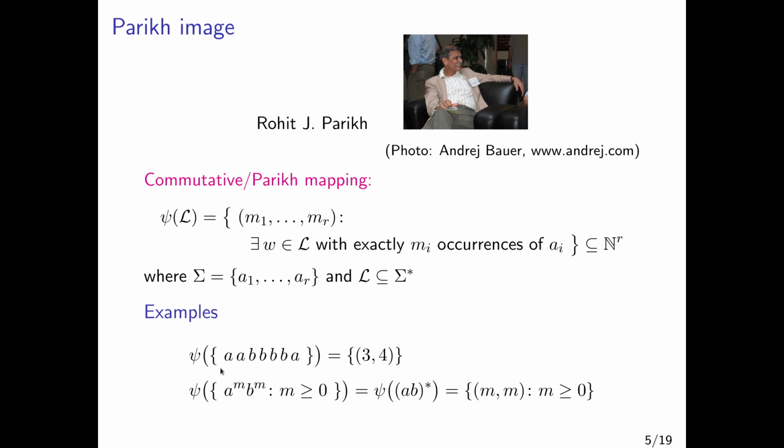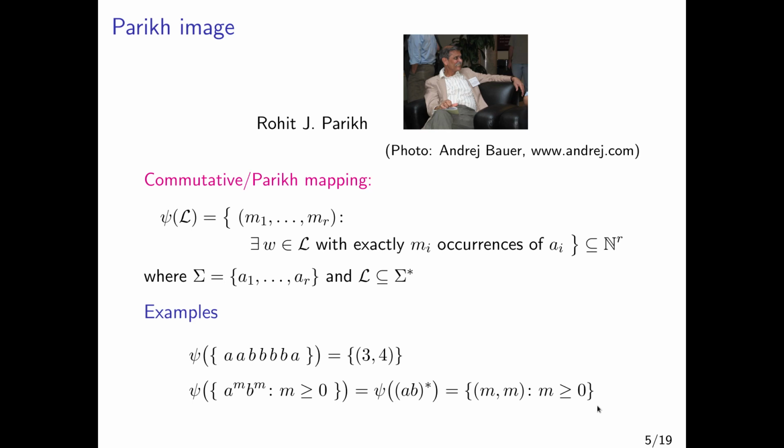For example, look at line 1 here. There is this word AABBBBA. So it has 3 A's and 4 B's. So therefore, the Parikh image of this word is (3, 4). Now, if you've got a language, you can count that for all letters, and this way you get the Parikh image, or the commutative image, of the language. So here are two languages, one regular and one context-free, that have the same Parikh image.